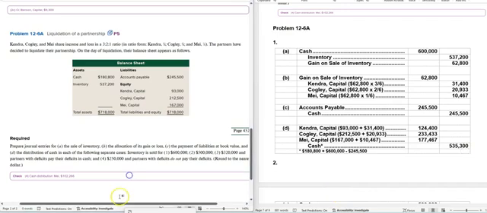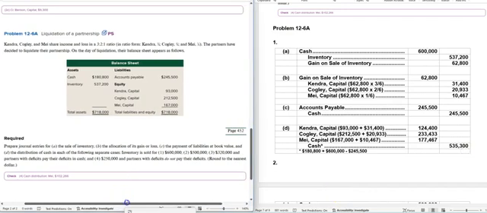All right, our last problem from this chapter is looking at the liquidation of a partnership. Kendra, Cogley, and Mai share income and loss in a 3-to-1 ratio. Kendra gets 3.6, Cogley 2.6, and Mai 1.6. The partners have decided to liquidate their partnership. On the date of liquidation, this is how the balance sheet appears. We're going to prepare the journal entries for this liquidation.